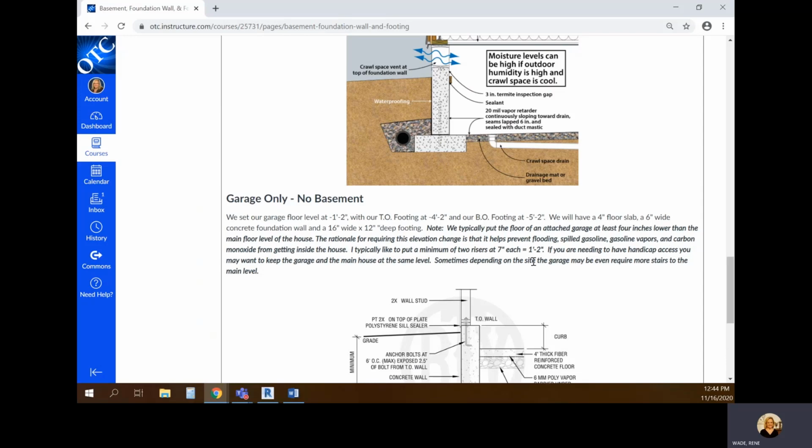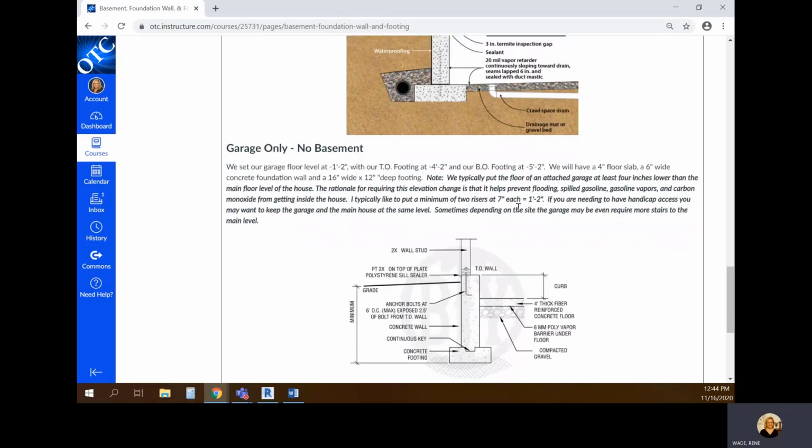If you're needing to have handicap access, you may want to keep the garage and the main house at the same level. I just did a house for a friend of mine like that, where the garage and the house are at the same level because she anticipates her husband being handicapped at some point. So they're kind of thinking ahead.